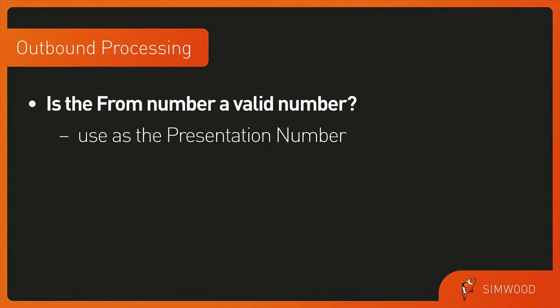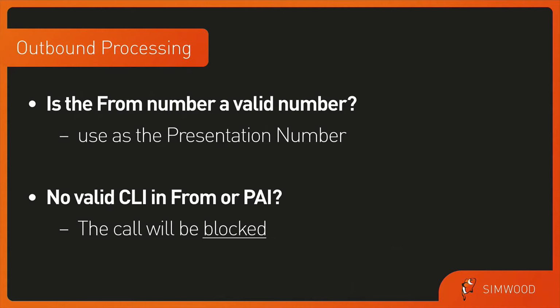So we then use that as the presentation number, and we set the network number for you. If there's a default network number on your account, or trunk, which again, we allow to be set, then we'll use that. Otherwise, we will use an 08979. For from, is the from number a valid number? If so, we'll use it as the presentation number. If there's no valid CLI in the from or the PAI now, we block the call.